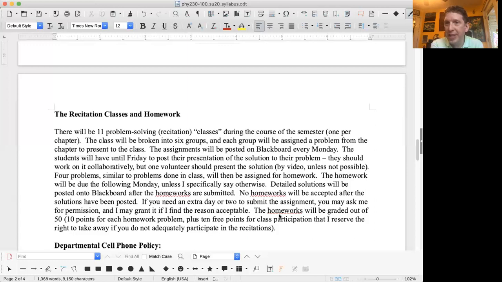So 40 points, 10 points for each homework problem, and then 10 points that are basically free as long as I know you're participating in the recitation sessions, and as long as you're taking your turn to present solutions to the problems and are actively involved in the recitation, you'll get those 10 points. I do, however, reserve the right to take those points away if I think you're not making the effort, or you give me a reason to think you're not participating, you're not doing the solutions, you're letting other people do the work for you. But I'm basically trying to give you 10 points out of 50 on your homework.